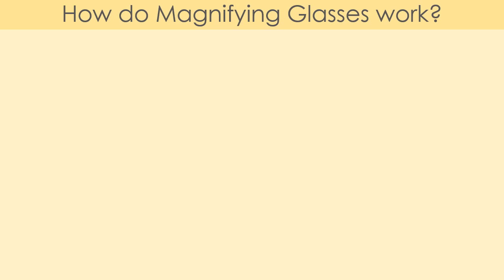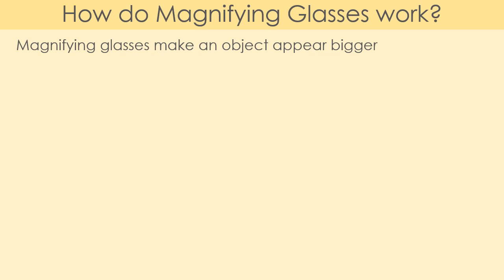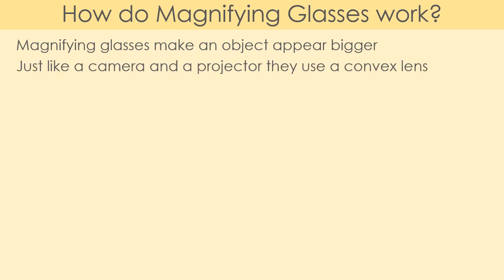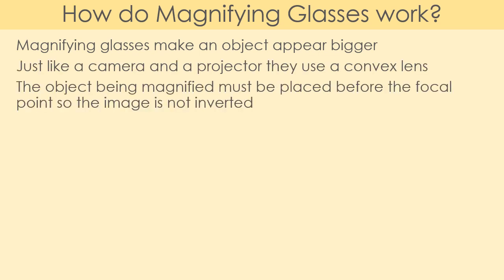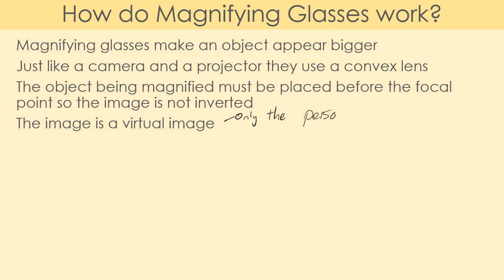Finally, we've got a magnifying glass. So magnifying glasses, if you ever use one of their handheld things, they will make objects appear bigger. Use them to look at very small things, a bit like a microscope, but it's handheld and it's just one lens. Again, it uses a convex lens. The object being magnified must be placed before the focal point. The reason we do that is that we don't want the image to be inverted. We want it the same way up. And the image is a virtual image. So only the person holding the magnifying glass can see it. We can't project what we magnify onto a big screen.